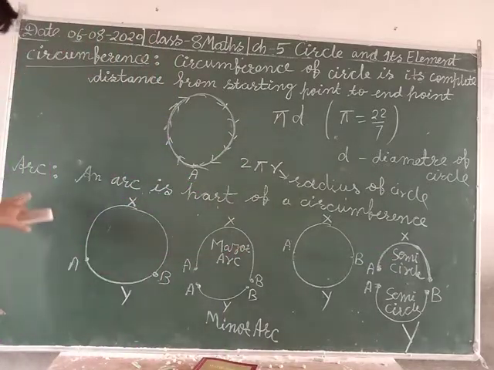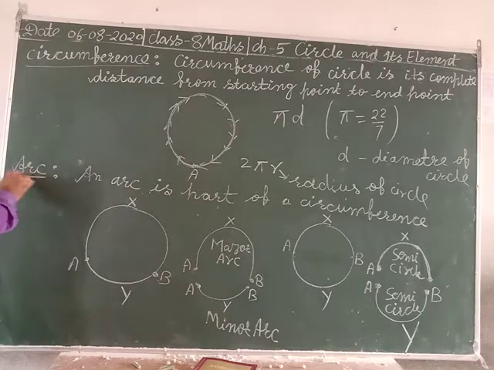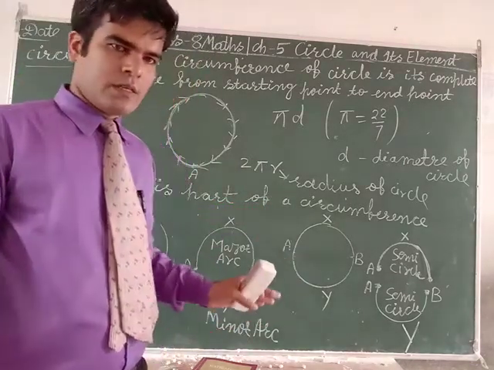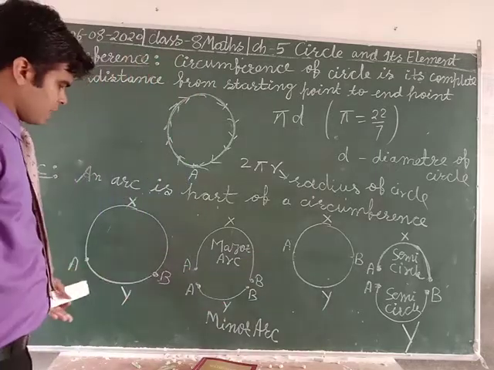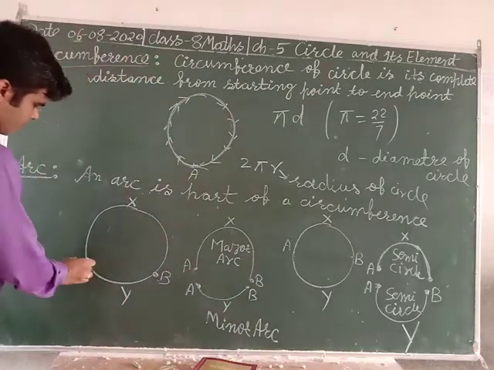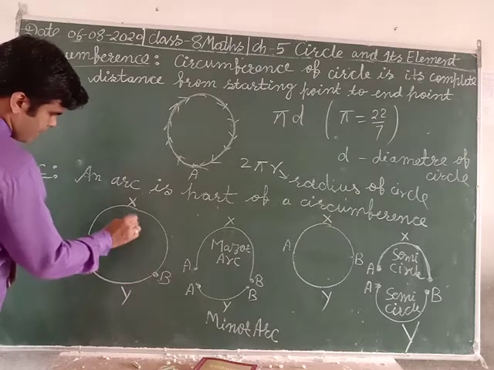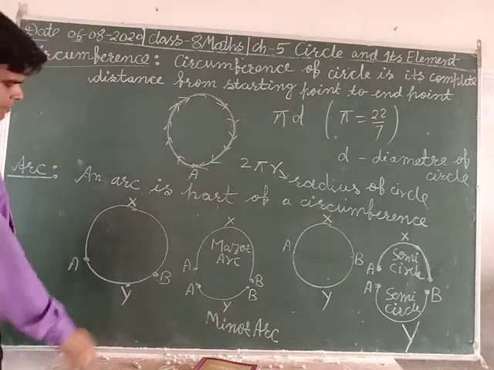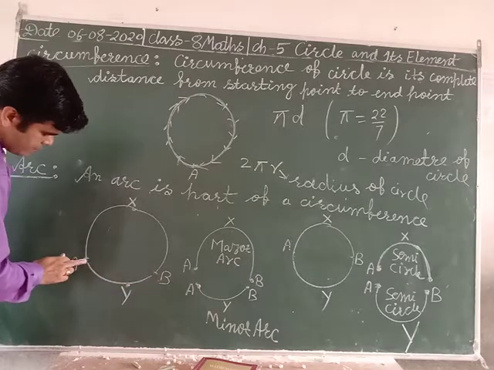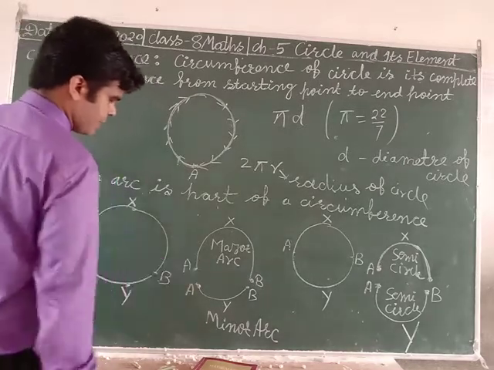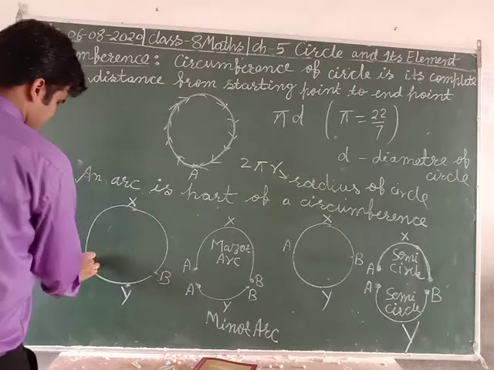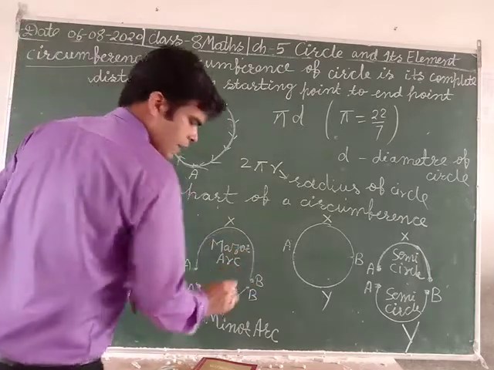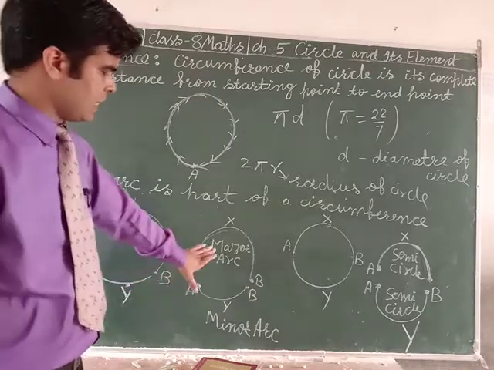Now we discuss what is arc. An arc is a part of circumference. What is arc? Arc is a part of circumference. Suppose here I have denoted points A, B and a point X and point Y, and I have divided it like this. So one is A, X, Y. A, X, Y is what? It is a part of circle.